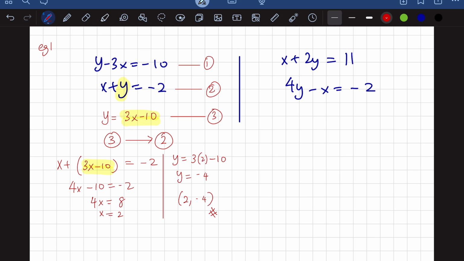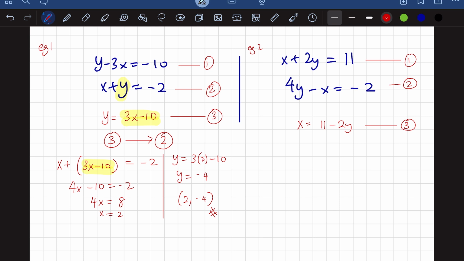Now we're going to look at example 2, and see how we can use substitution again. Looking at equation 1 and equation 2, it seems easier for me to rearrange equation 1. And this time around, I'm going to make x the subject. So x equals 11 minus 2y. That would be equation 3 for me, which I rearranged from equation 1.